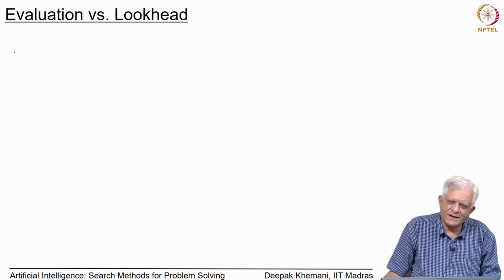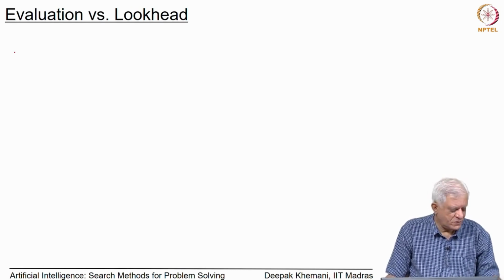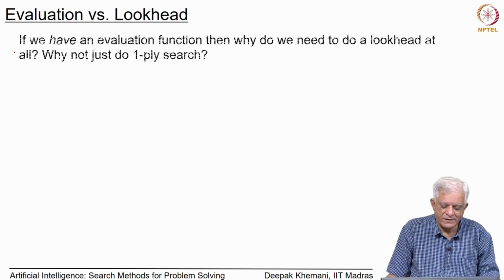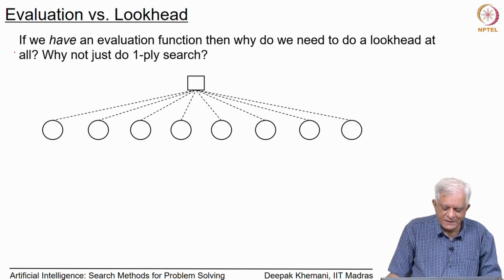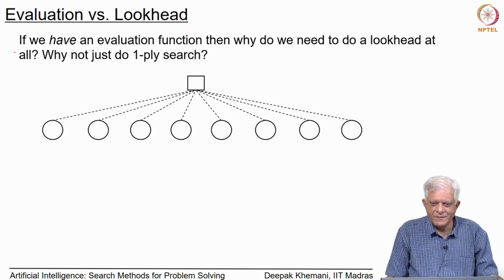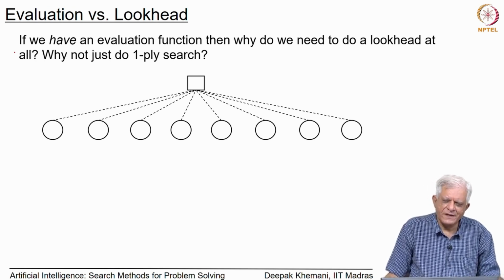One question that you might ask is, if you have an evaluation function, why do you need to do look ahead at all? Why not just do one ply search, as this diagram shows, that max considers all the possible moves that max can make, applies the evaluation function to each of these moves and chooses the best one. Now, this would require that your evaluation function is very good essentially.